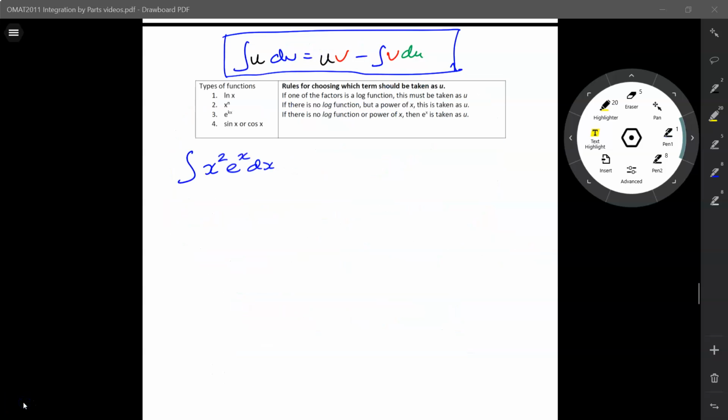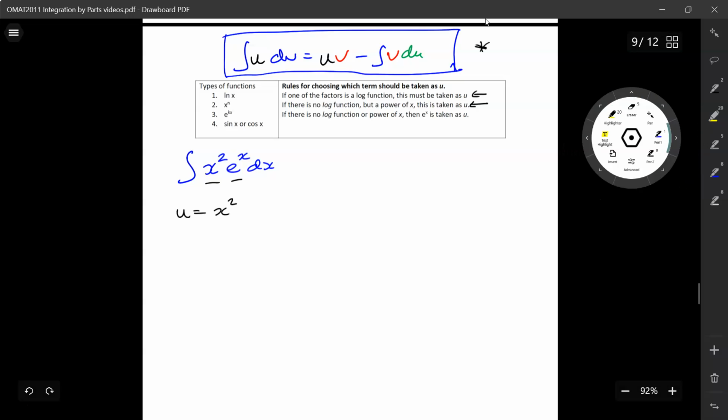In this example, we have the product of x squared multiplied by exponential x. So we're going to use the formula for integration by parts. In this case, we're going to have to figure out which one we're going to select as u. So we come up to our first rule. If one of the factors is a log function, then this must be taken as u. Well, neither of these functions are log functions, so we move on to our second. If there is no log function but a power of x, this is taken as u. So you can see here we have x squared. So we say u is equal to x squared.